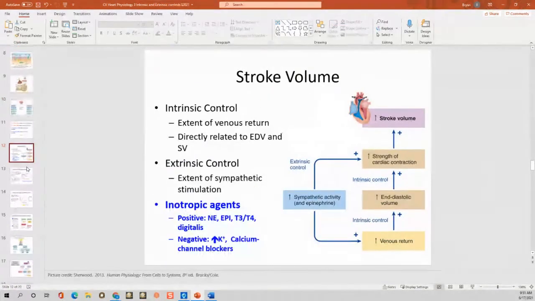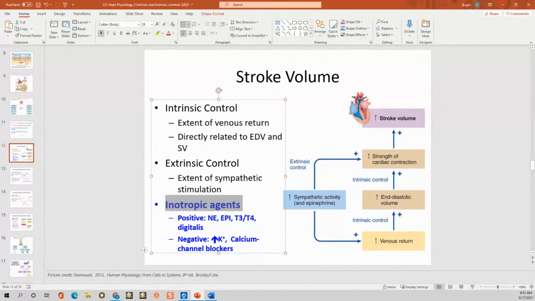All right, let's move on to inotropes. So heart rate times stroke volume. Agents that affect the heart rate are called chronotropic. Agents or drugs that impact the stroke volume are called inotropic. Ino means force. Inotropic agents, force agents. So they're going to change the force of the heart. Positive inotropes, negative inotropes. Well, what do you know? Positive inotropes: norepinephrine, epinephrine, T3, T4.